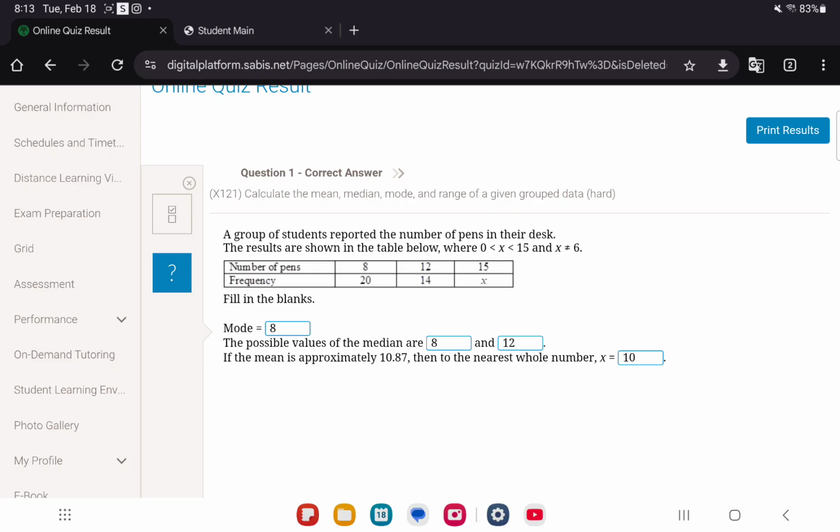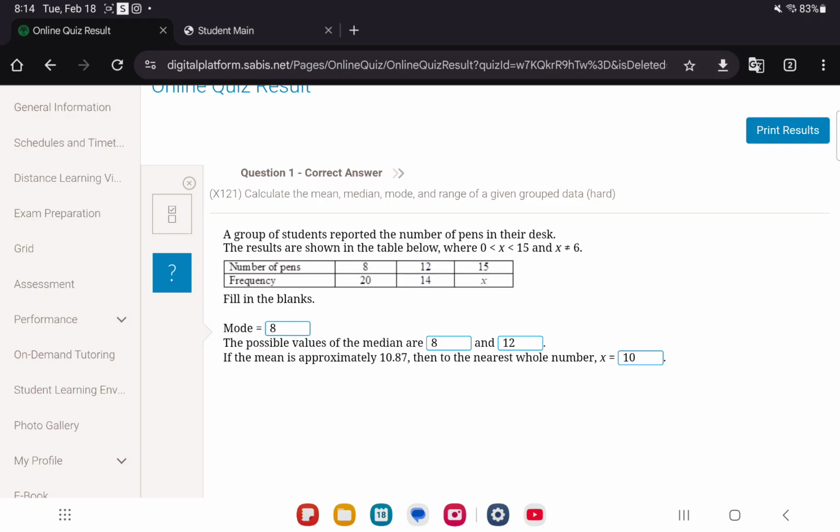Okay, so for the first question, we need to know what mode is. Mode is the number on top that has the most frequency. In this question, the mode is 8 because 8 has the most frequency. It has 20, but 12 only has 14, and 15 has x. But here it's telling us that x cannot exceed 15, so it cannot be greater than 15.